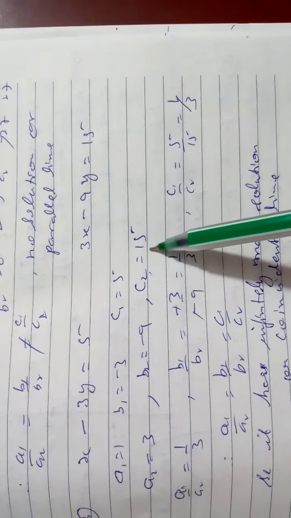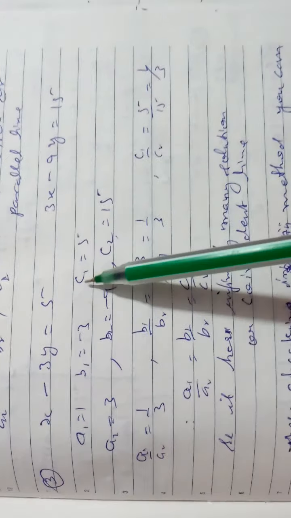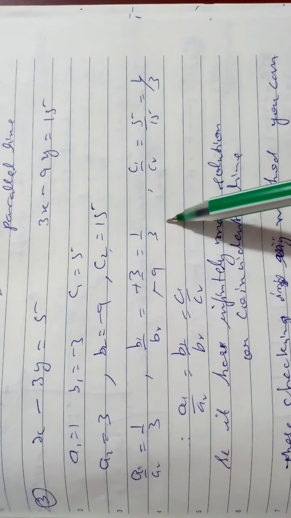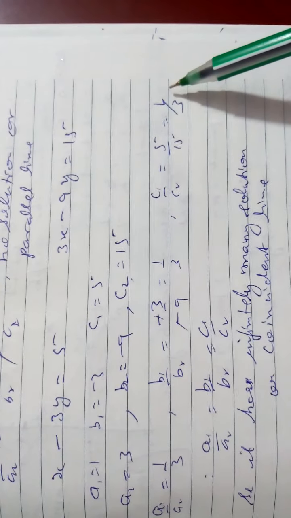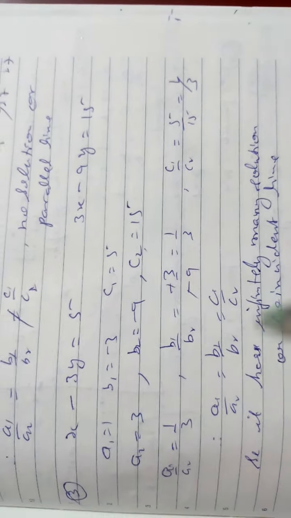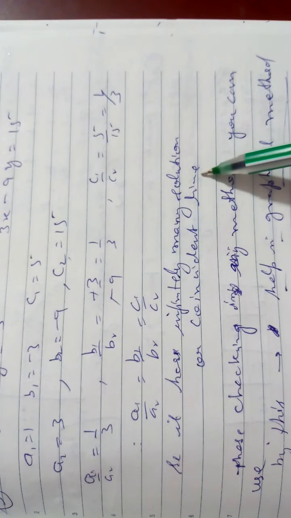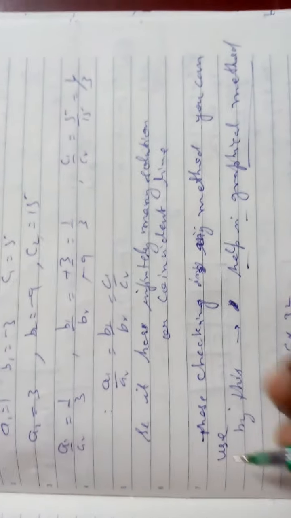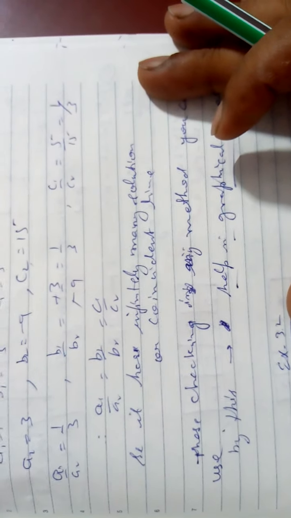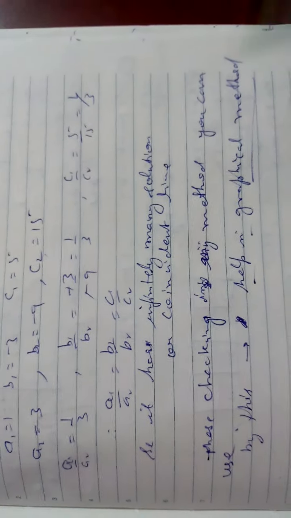a2, b2, c2: the ratio is 1 by 3, minus 3 by minus 9, again 1 by 3, and the last also you are getting 1 by 3. So all the ratios are equal. So what type of solution? It has infinitely many solutions, or coincident lines. So you can check for any type of solution, it will help. If you are solving graphically, you can check first and get a guess before drawing it.